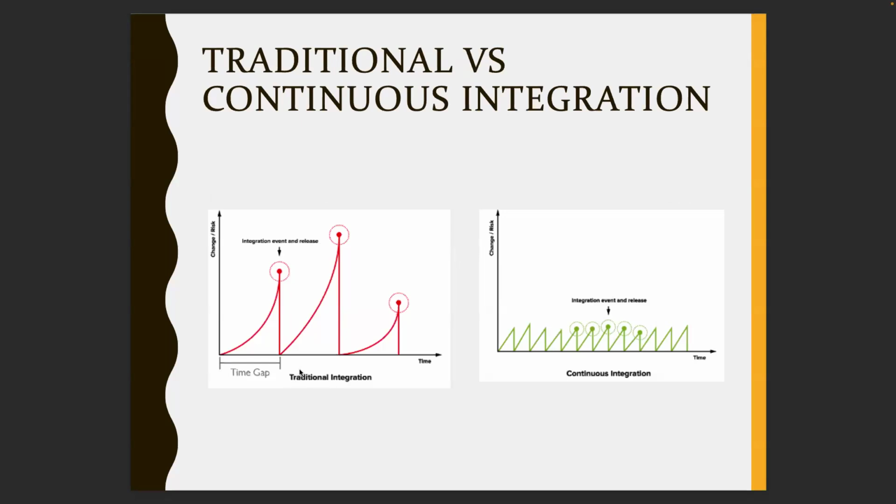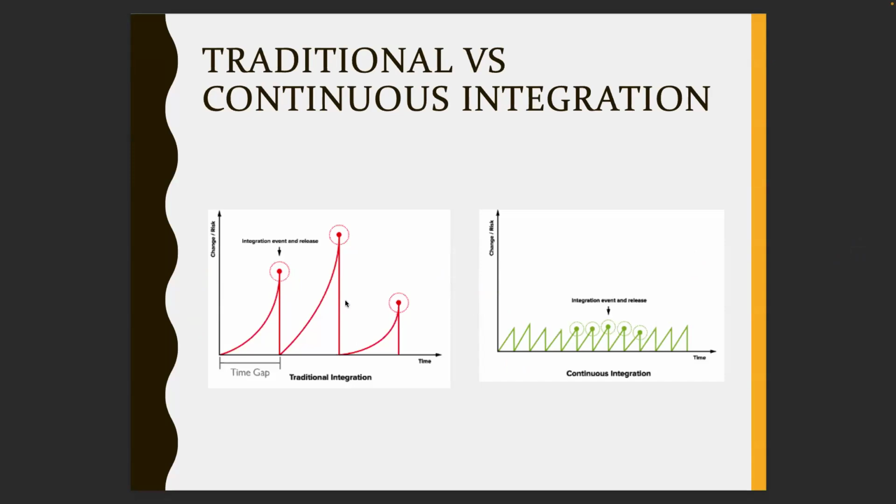If you see here in traditional integration, these are the integration events. The time gap between the events is huge. Whereas here, integration events are very frequent. Integration is happening multiple times a day, and the time gap between the events is very small. So this is the difference between the traditional and continuous integration process.